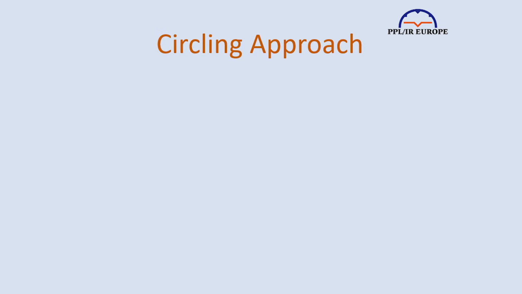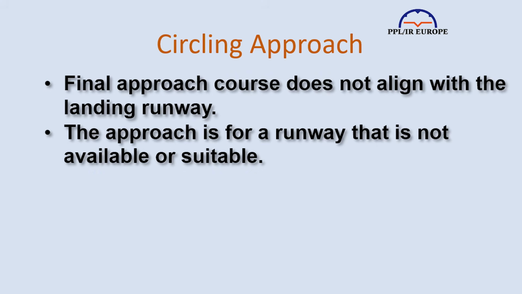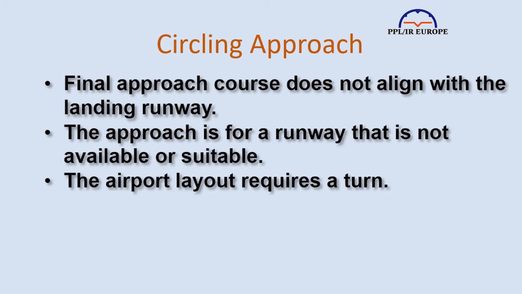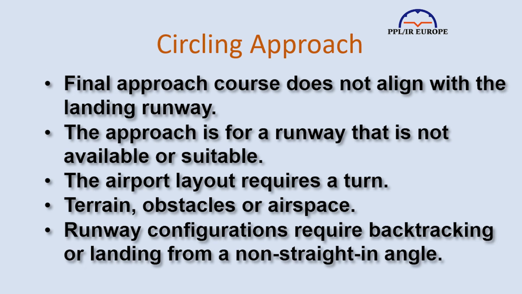Circling approaches are used when the final approach course of an instrument approach does not align with the intended landing runway. The approach is designed for a runway that's not available or suitable due to length, wind, obstacles or other restrictions. The airport layout requires a turn after breaking out of clouds, e.g. a single approach serves multiple runways. Terrain, obstacles or airspace prevent a straight-in approach. Runway configurations require backtracking or landing from a non-straight-in angle.